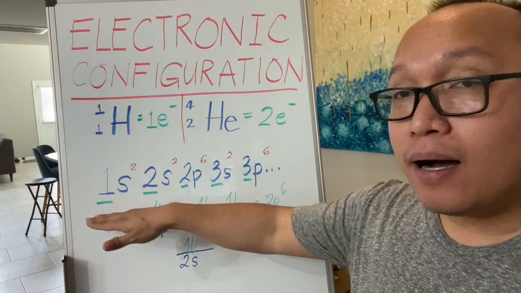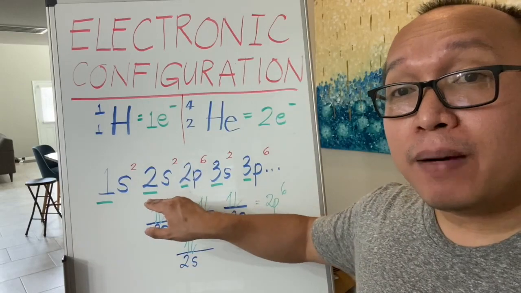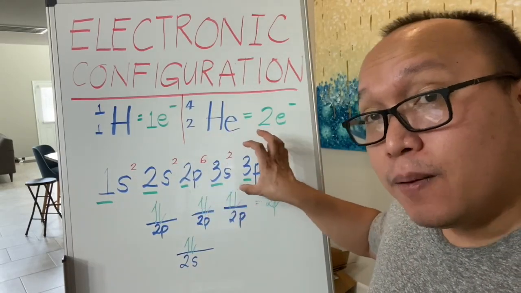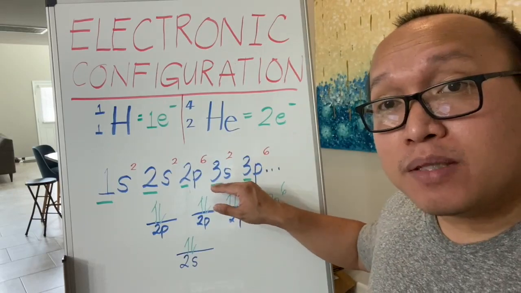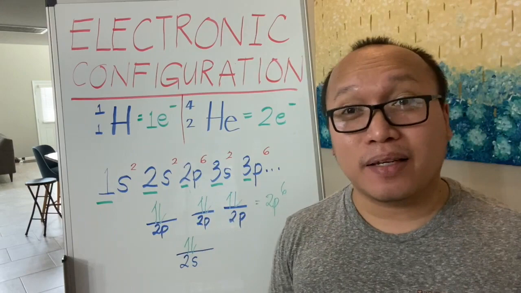So again, pinakamababa ang 1s, then nasa second shell yung 2s at 2p, and between them, mas mababa ang energy ng 2s kaysa sa 2p. Pagdating sa third shell, or sa third quantum number, yung 3s ang mas mababa ang energy at 3p yung mas mataas ang energy. So tatandaan po natin ito.